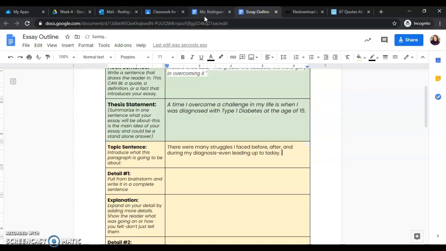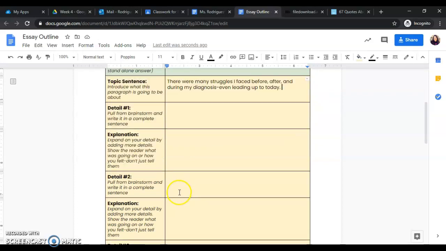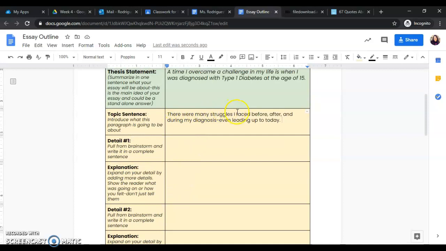So as you guys know, my essay is a time I overcame a challenge in my life, which is when I was diagnosed with type 1 diabetes at the age of 15. So my whole body paragraph is going to be talking about the struggles I faced before, after, and during my diagnosis, even leading up to today.